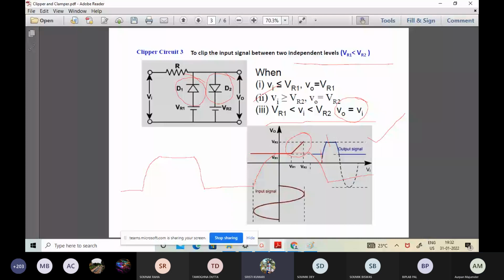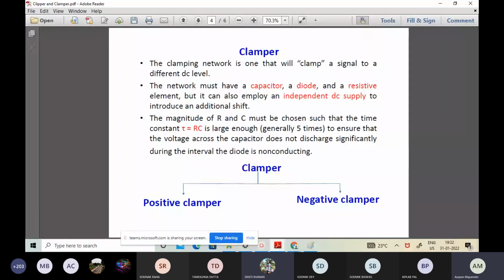Okay. Now, coming on to the idea of clampers. As I was talking about, what are the essential components? It's clearly mentioned on your screen. The essential components in this circuit are a capacitor, a diode, and a resistive element. Now, the example that we are going to go through right now has completely disregarded the existence of a resistance. If you put in the resistance, the nature of the circuit operation will be very similar to the case of a rectifier with filter.